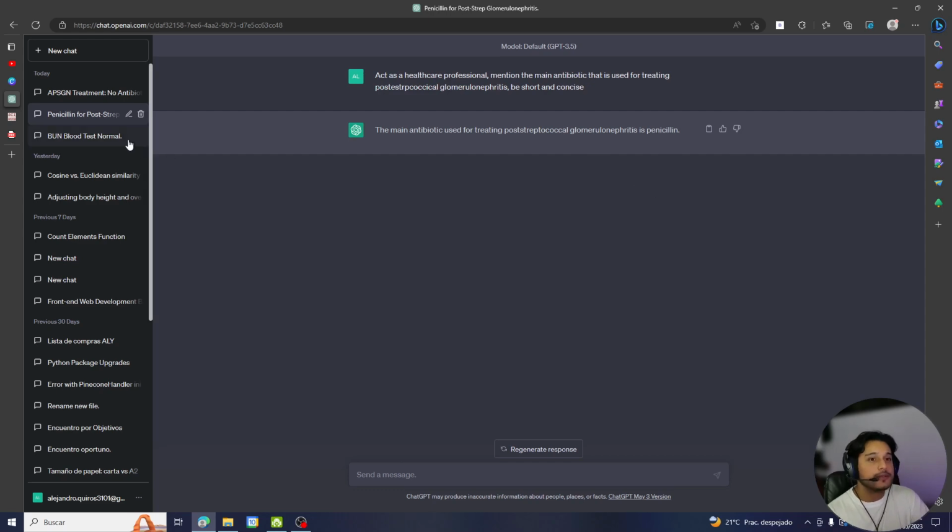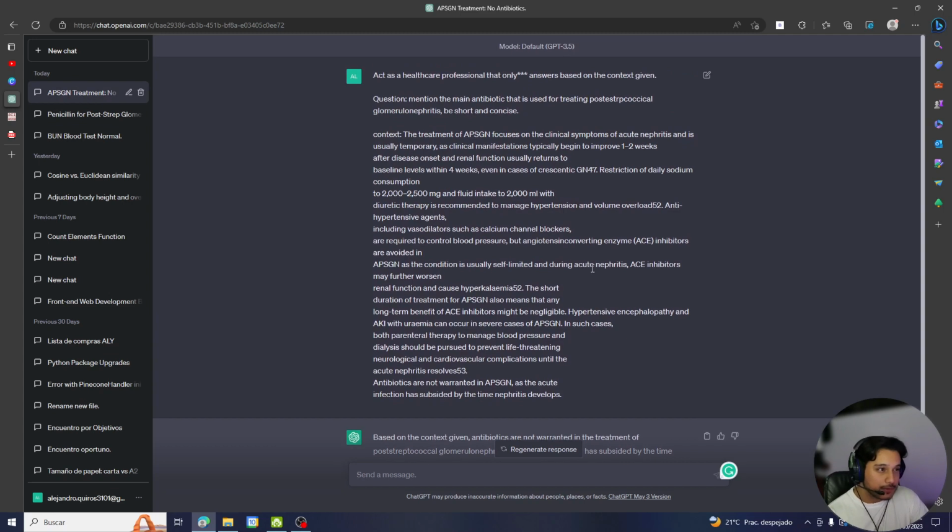But if we give ChatGPT, the specific model GPT 3.5, some context, and I change the prompt a little, I write: act as a healthcare professional that only answers based on the context given. Question: mention the main antibiotic that is used for treating post-streptococcal glomerulonephritis. Be short and concise. You can see this is the exact previous prompt I used in the first scenario, all right? And I give it context.